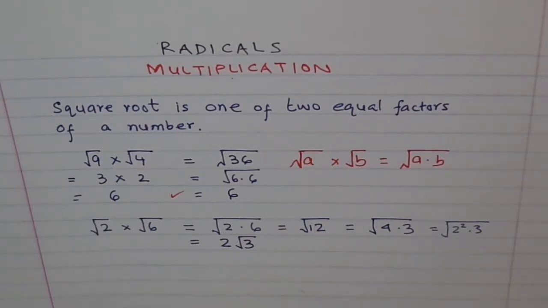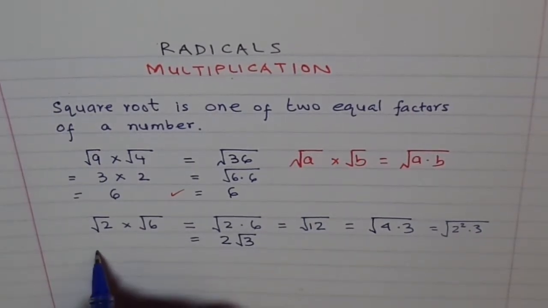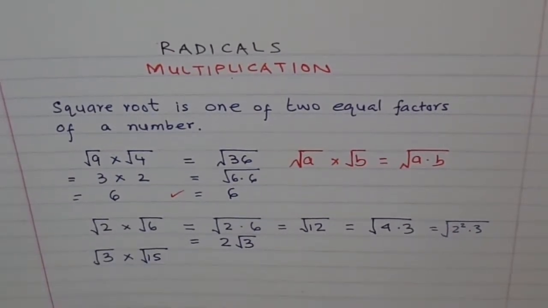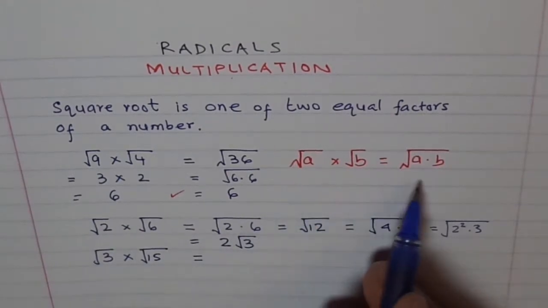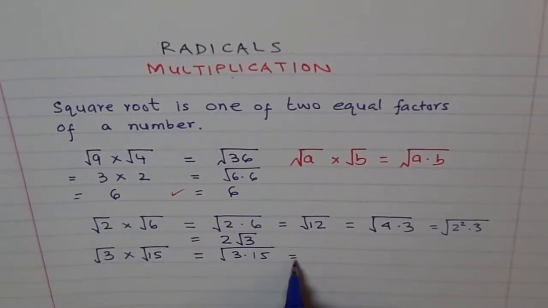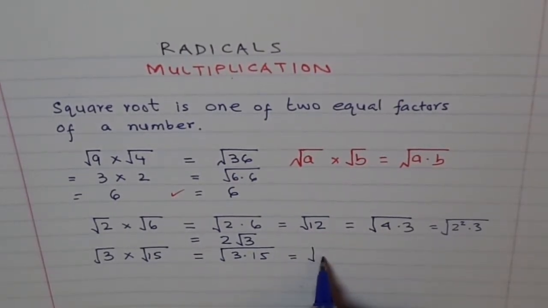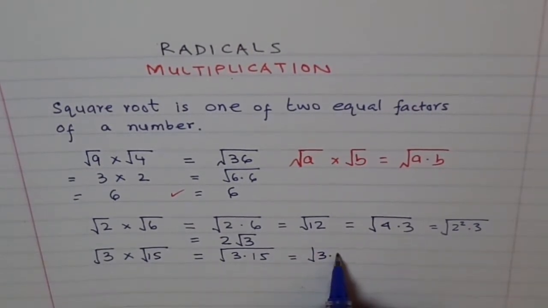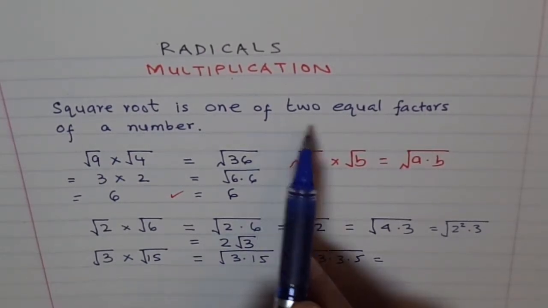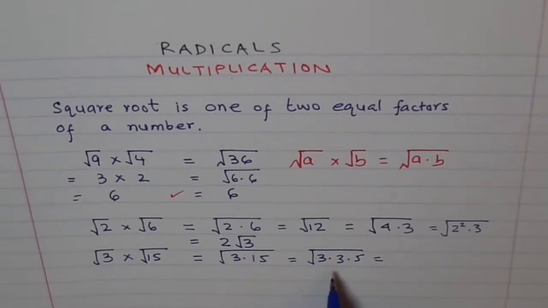We'll do this process once again to see how we build, and slowly and gradually I think you will start appreciating the process. Let's say this time we multiply square root 3 times square root 15. Okay, so when you multiply with our rule, we could write this as square root of 3 times 15. And now I can factor 15, and I can write 3 times 15 as 3 times 3 times 5.